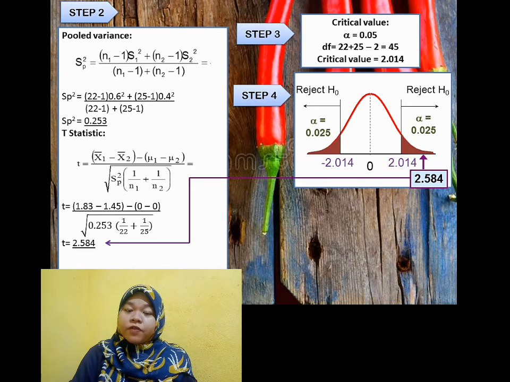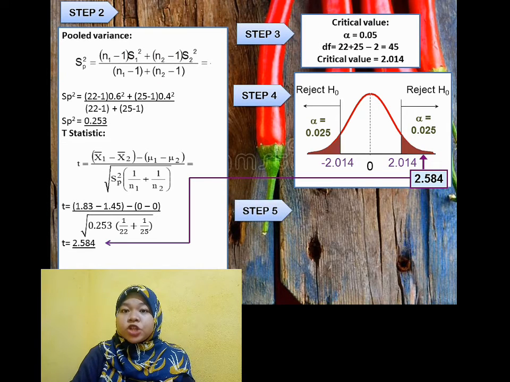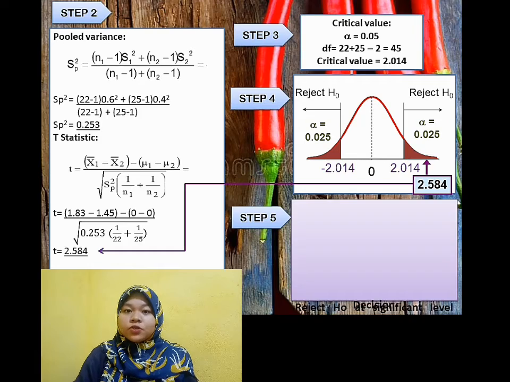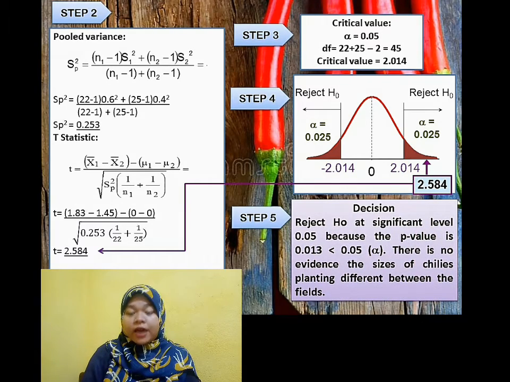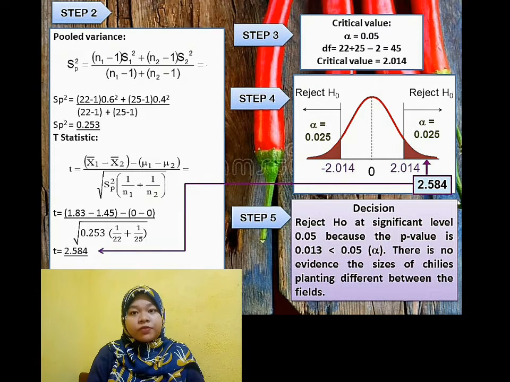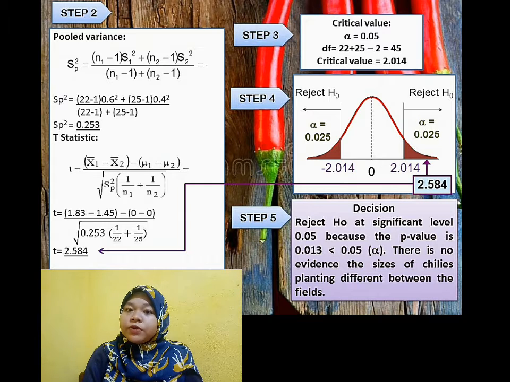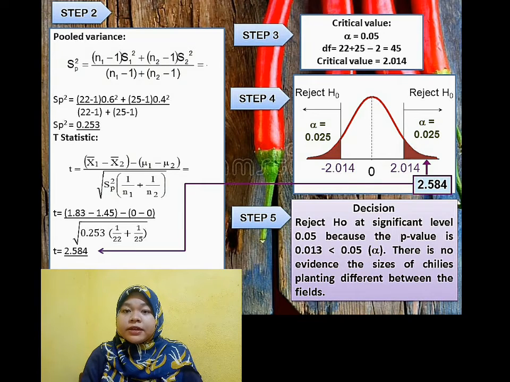Last but not least, step 5 is making the decision and conclusion. So, reject H null at significance level 0.05 because the p-value 0.013 is less than 0.05. So, there is evidence the sizes of chilies differ between the fields.